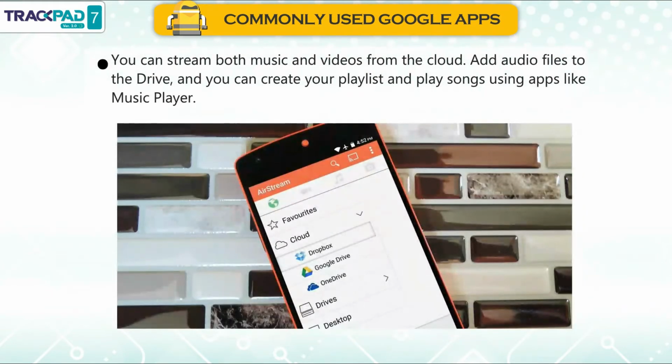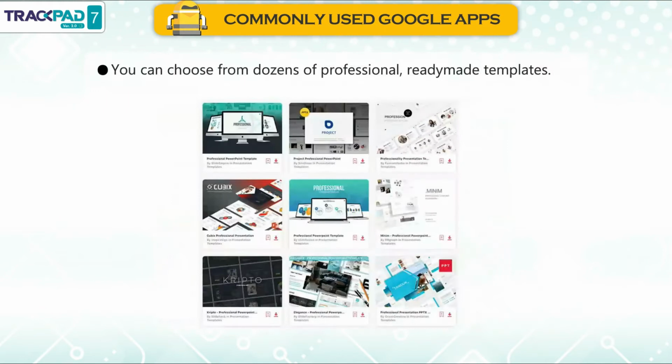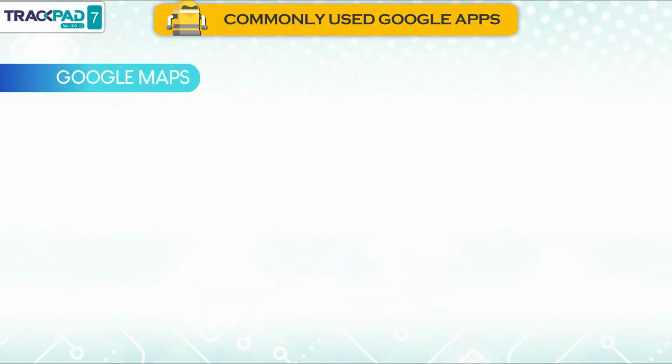You can stream both music and videos from the cloud. Add audio files to the drive, and you can create your playlist and play songs using apps like Music Player. You can open Microsoft Office files in the drive and convert Google files to Microsoft versions. You can choose from dozens of professional ready-made templates.